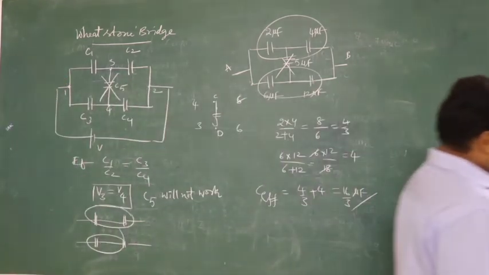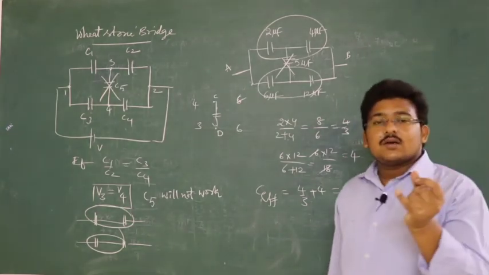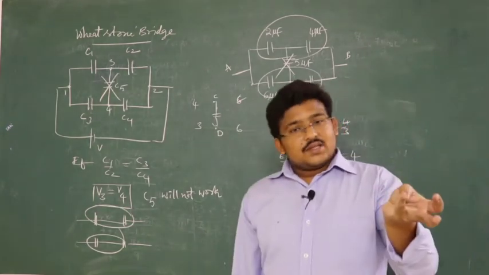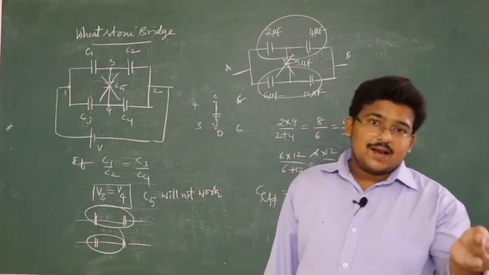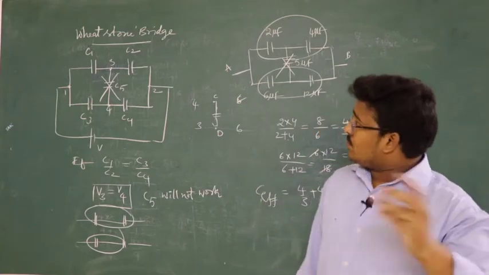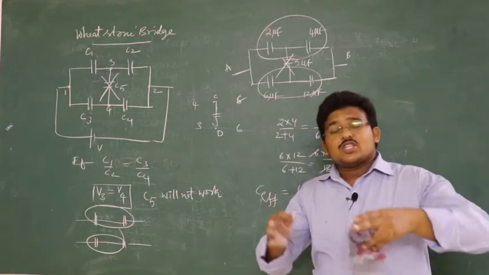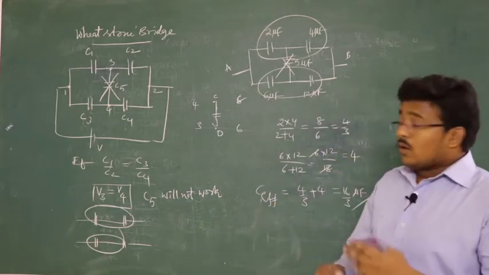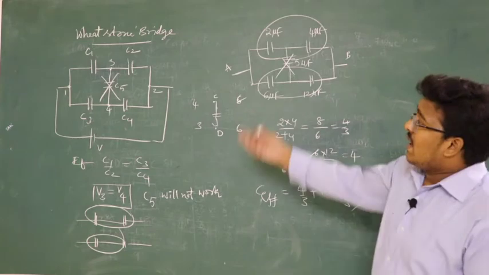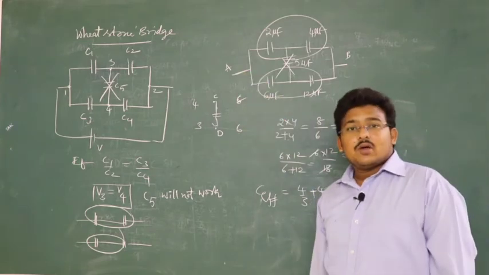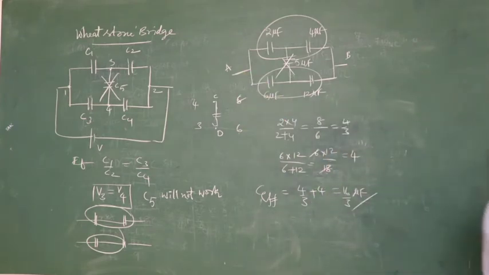So here what we discussed: series connection, parallel connection, and both together, and some problems on how the charges will distribute and how to find the potential differences, and the next one is the Wheatstone bridge. Okay, now we will discuss one more.